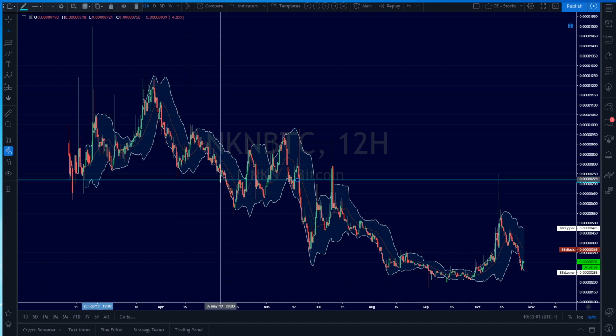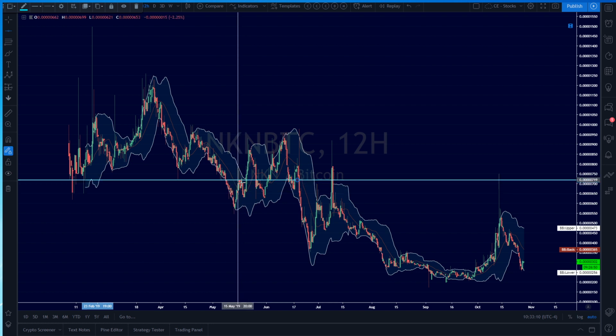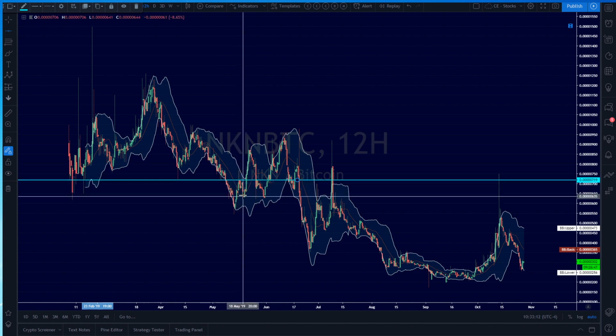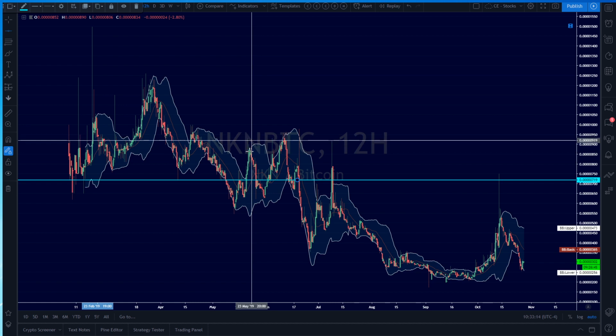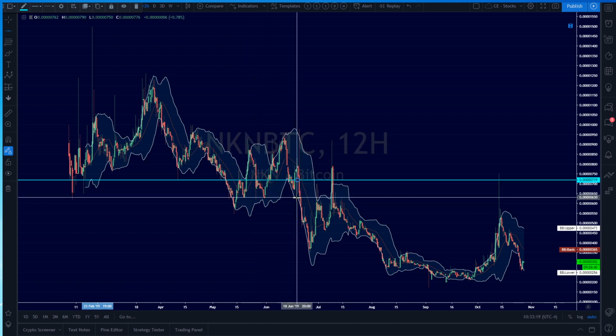We had another support here where we touched this. There was no follow through, and we eventually fell down. We went up. We found that as resistance. We came down, and then we pushed through it. So this has been pretty strong support and resistance.